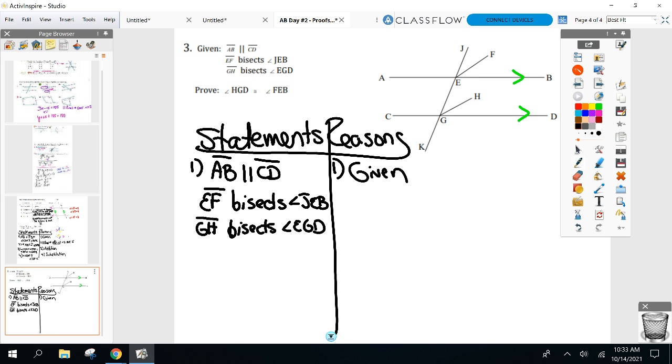Do we have that in the givens? You said we're taking half of two angles, right? Did we say those two angles are equal yet? No, we need to though. All right, if we're going to take half of them, they need to be equal first. So take a look. JEB and EGD, look at the diagram. JEB and EGD. You tell me why they're congruent, so we can write it down. Why are those two angles we're about to take half of equal to each other?